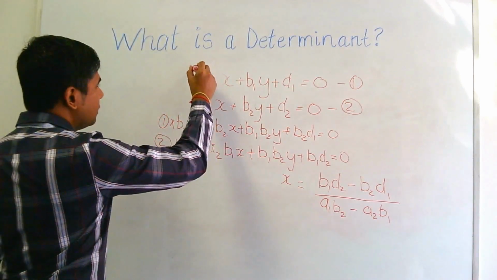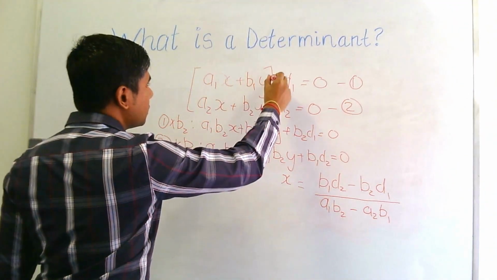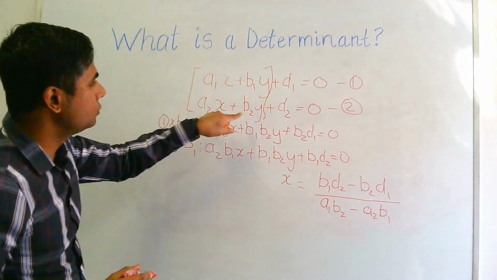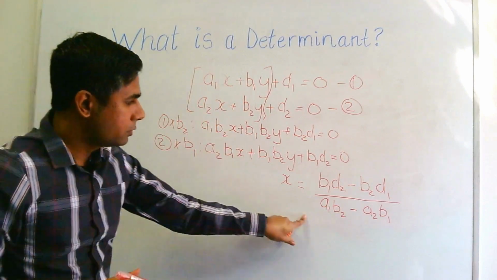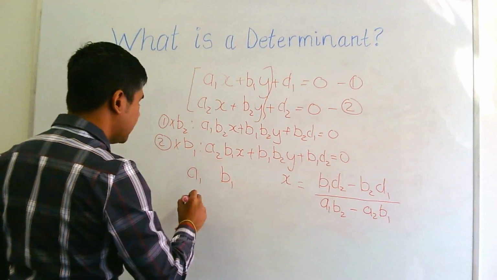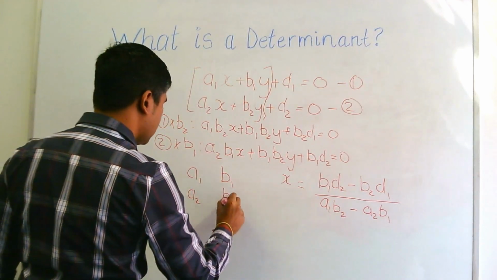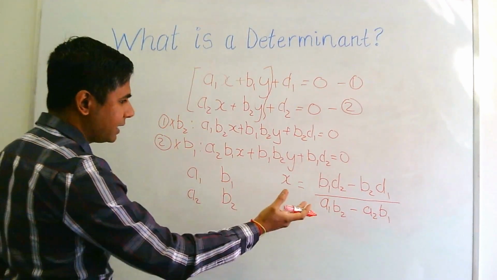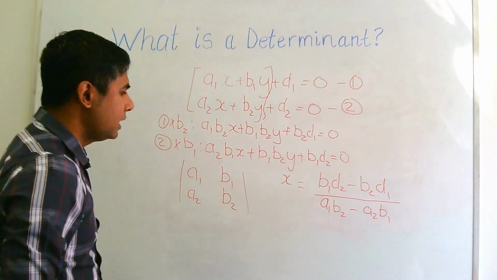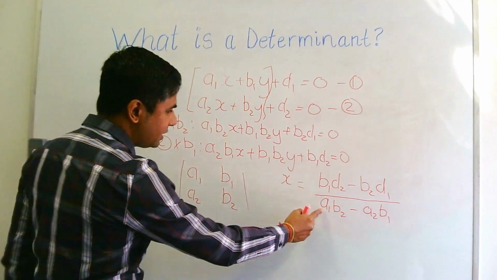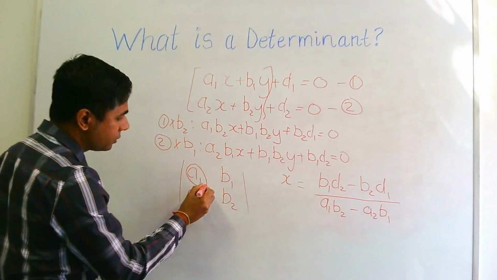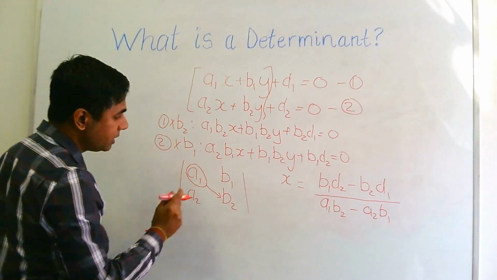If we isolate the first two terms of our system of equations, a1, b1, a2, b2, and then we just write it out. So we have a1, b1, and a2, b2. It is a determinant, so we show these vertical lines to indicate that it is a determinant. And where it comes from is you can see that we have a1, and then we multiply across diagonally, so it's a1, b2.